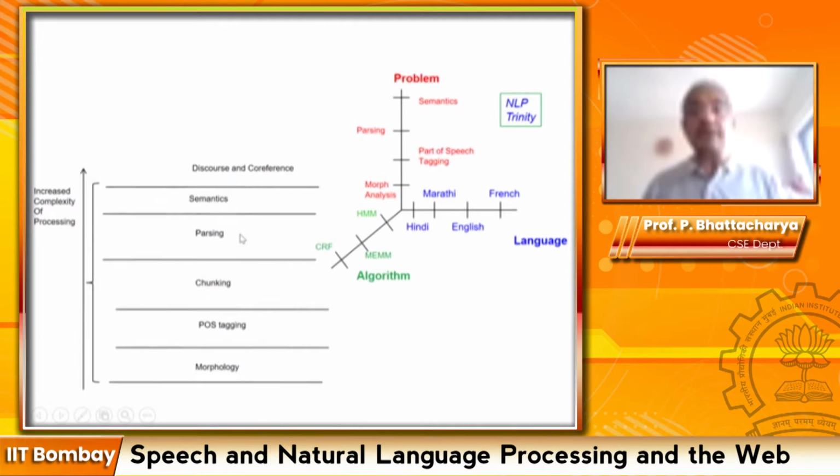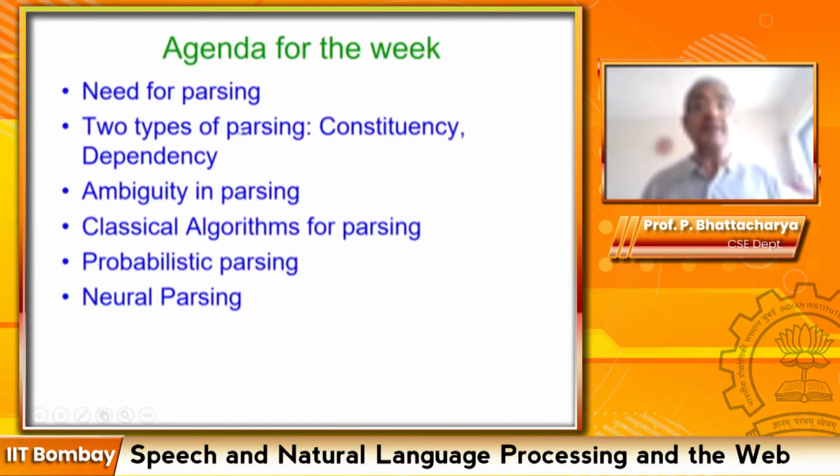Now, we'll first motivate why we need parsing. Before that, the agenda for the week will be understanding why parsing is needed. There are two major types of parsing: constituency and dependency, ambiguity in parsing, classical algorithms for parsing, probabilistic parsing, and neural parsing. So this is the agenda, and we'll need at least 2 weeks to discuss many of these things.